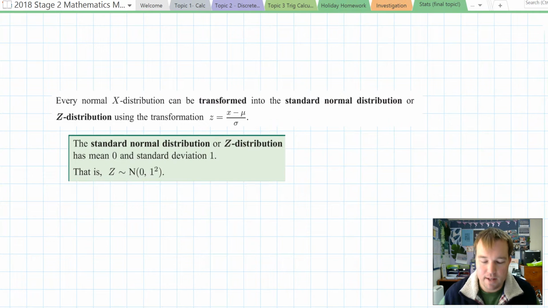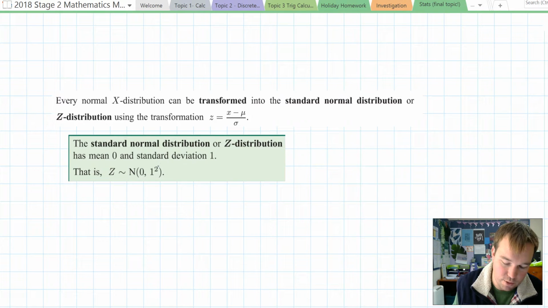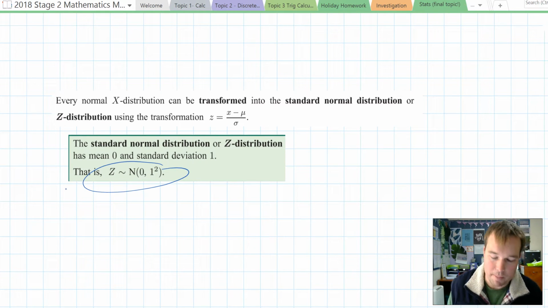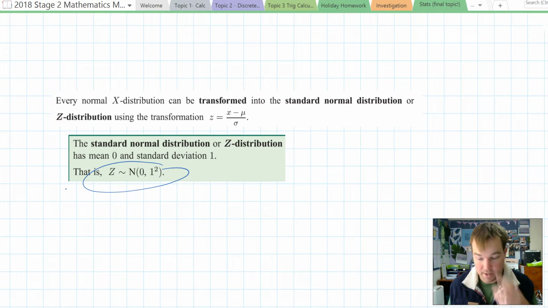Alright, if we transform all the values within a distribution, so not just little Johnny's score, but everybody's score, and we do that to all of theirs, what we get is a new distribution that is distributed normally with a mean of 0 and a standard deviation of 1. Essentially, all those scores that would have been out of 20 originally are now distributed evenly around the 0, above and below.